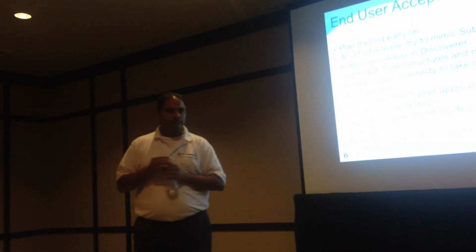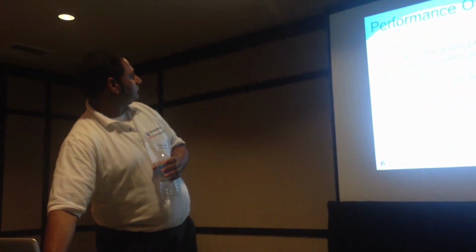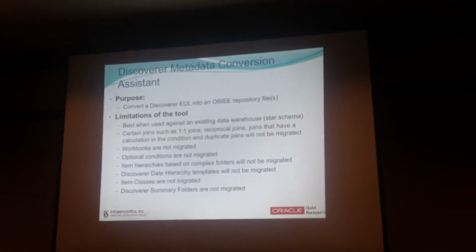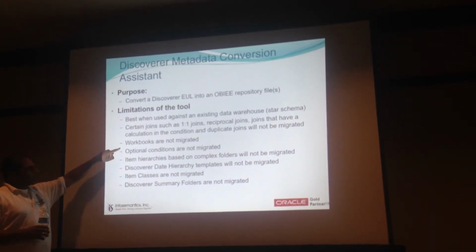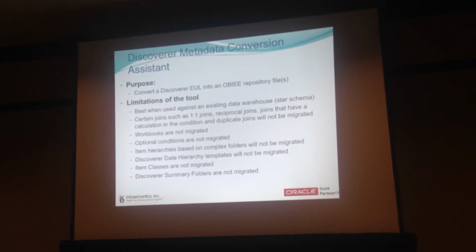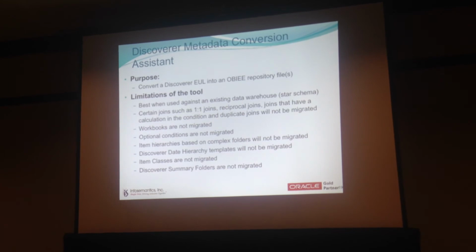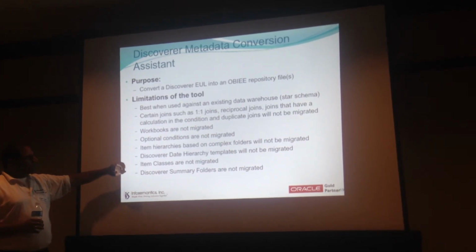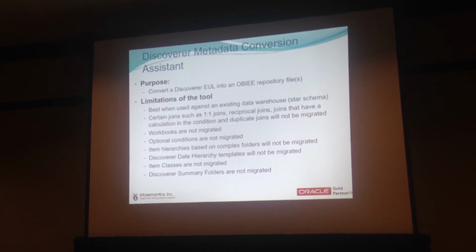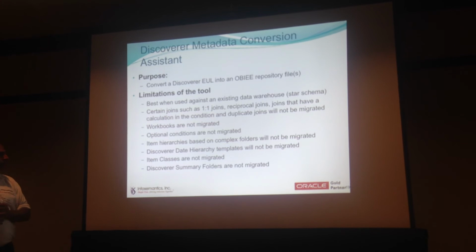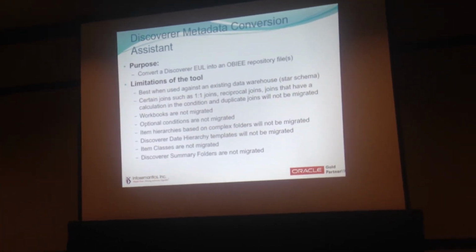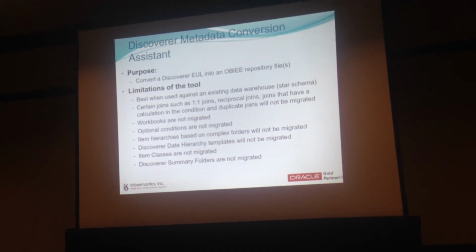Could you go back to the limitations slide? So the workbooks are not migrated. Some of the optional conditions which you have in the end user layer will not come through. And then hierarchies, of course. The date hierarchy you have in the system will not be available in the end user layer. The item class, of course. A lot does not migrate. Any other questions?